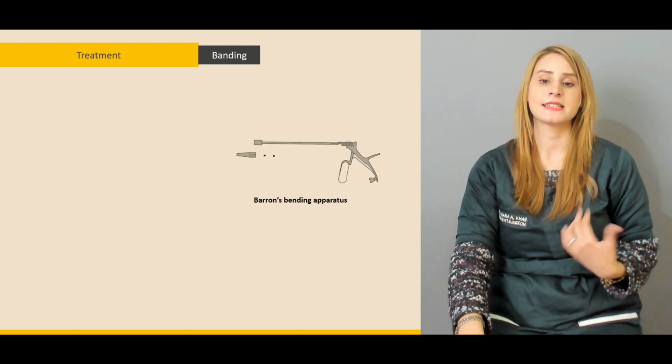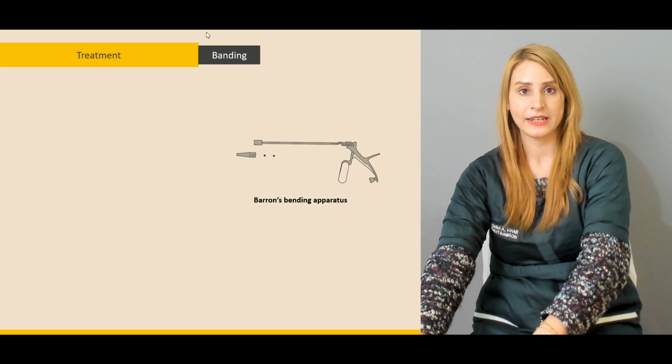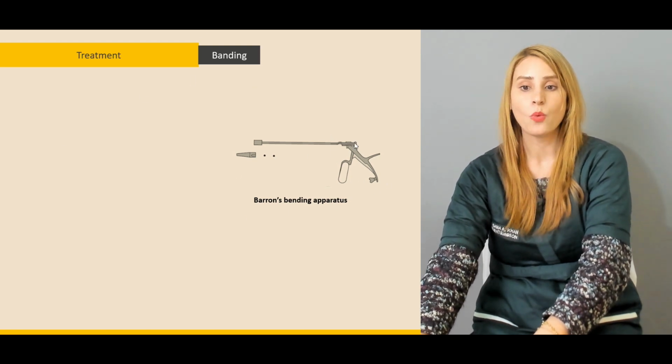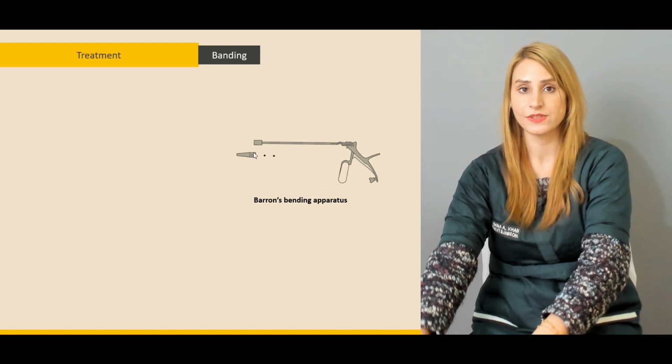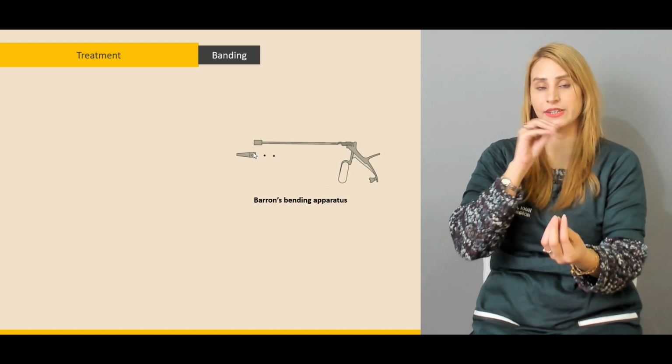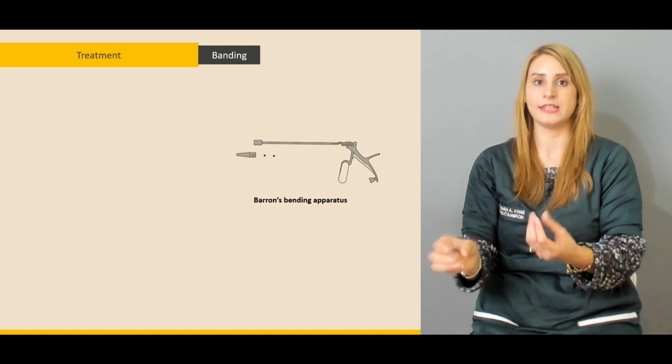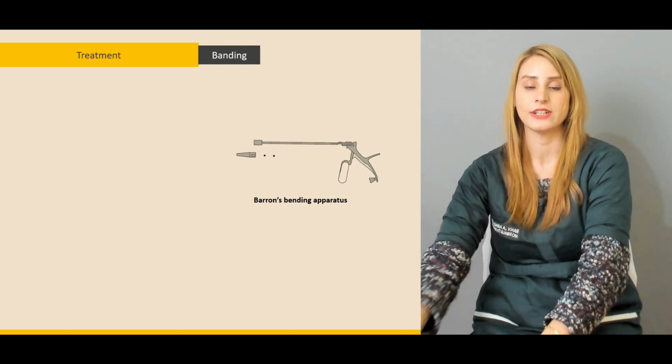The other thing is the banding, which is the rubber band ligation. It's a kind of gun, and you attach one part of the gun with the suction, and this is a kind of nozzle. You attach the rubber band on the nozzle, and then you try to shift that rubber band from the nozzle to the gun, and then you do the suction and the banding.